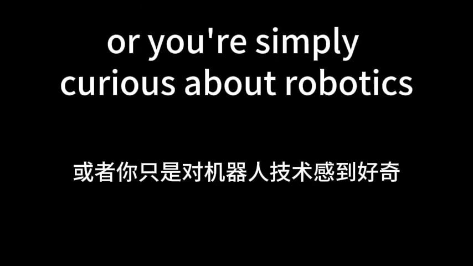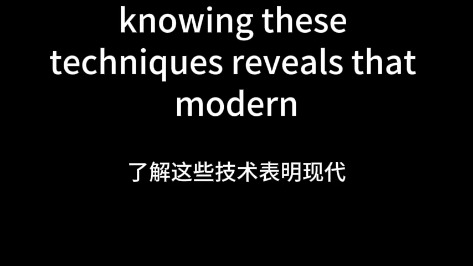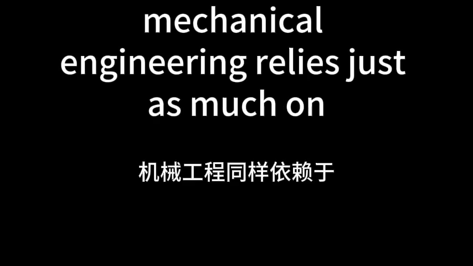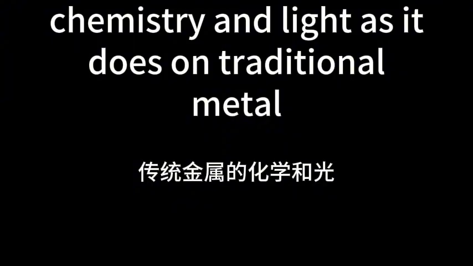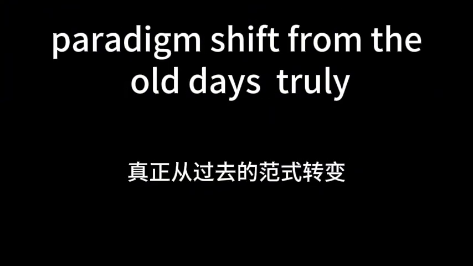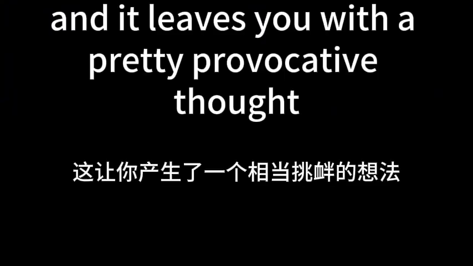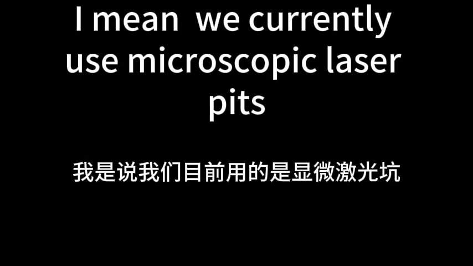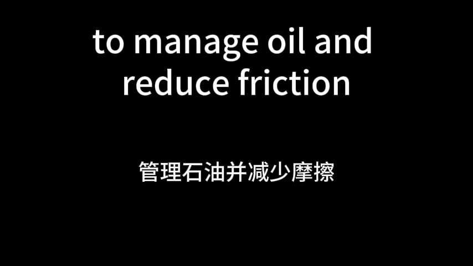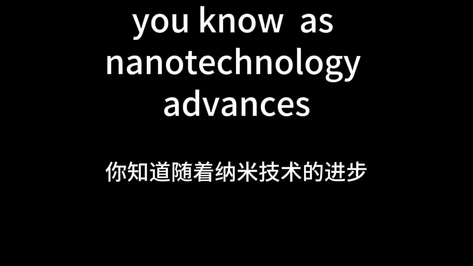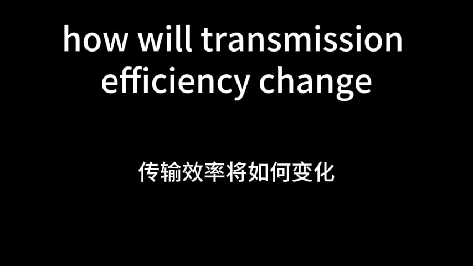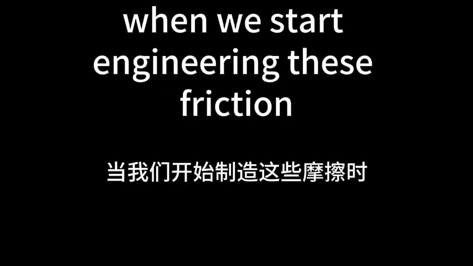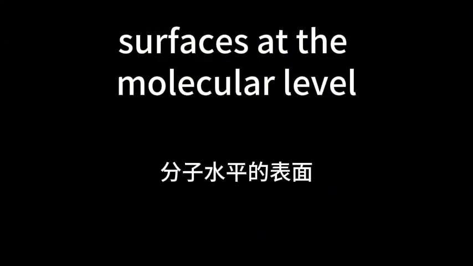It really is. I mean, whether you're managing a manufacturing team or you're simply curious about robotics, knowing these techniques reveals that modern mechanical engineering relies just as much on chemistry and light as it does on traditional metal cutting. It really is a complete paradigm shift from the old days. Truly. And it leaves you with a pretty provocative thought. We currently use microscopic laser pits to manage oil and reduce friction. But as nanotechnology advances, how will transmission efficiency change when we start engineering these friction surfaces at the molecular level?